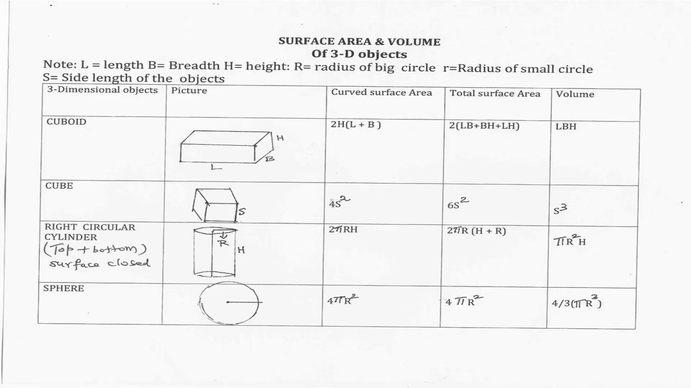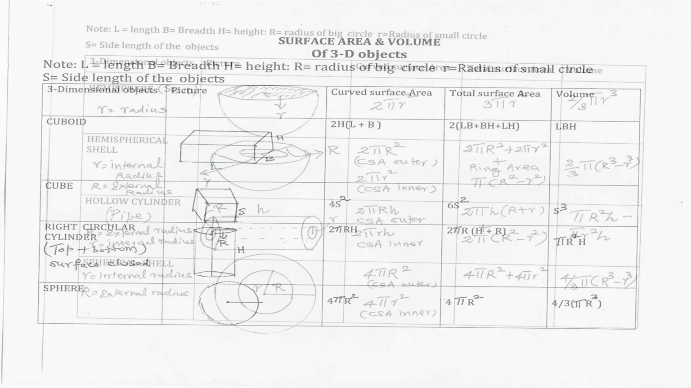Sphere, closed sphere, curved surface area is 4 pi r squared. Total surface area is 4 pi r squared. Volume is 4 by 3 pi r to the power of 3, 4 by 3 multiplied by pi r cubed.